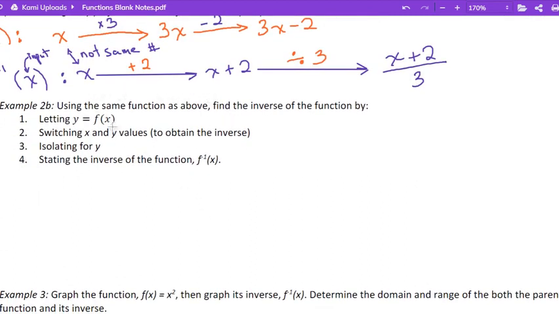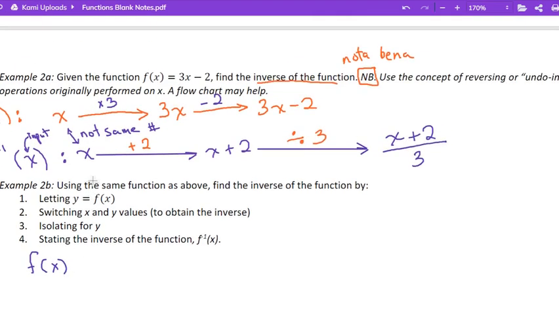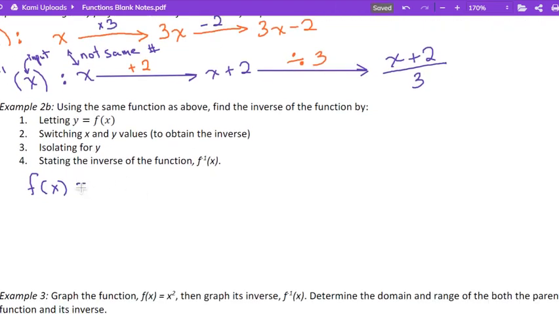So the first step, we're going to let y equals f of x. I'm using the original function from 2a, f of x equals 3x minus 2. Now in step 1, I'm being told to write y instead of f of x. So y equals 3x minus 2.